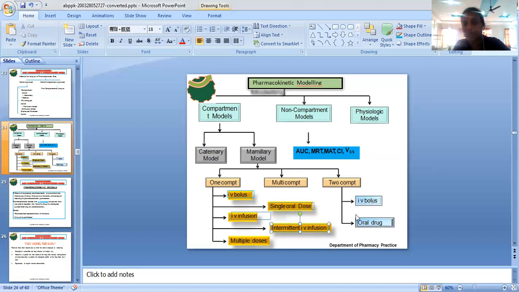For the two compartment model, there will also be IV infusion, IV bolus, and extravascular administration, that is, oral administration. Depending upon the number of compartments involved, it may be a 3 compartment or 4 compartment model. All of these come under the multi-compartment models.